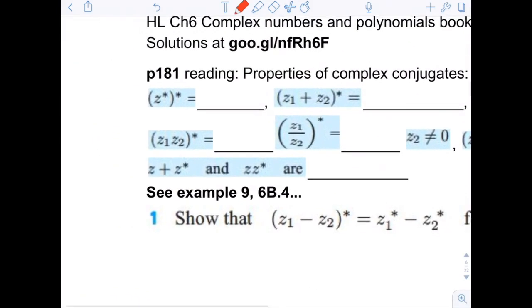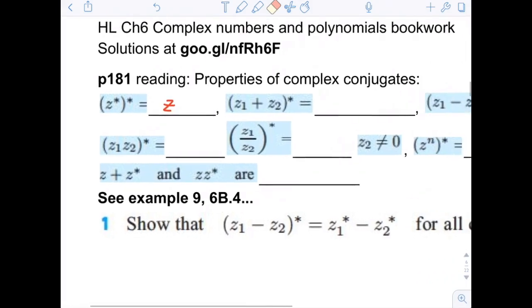Let's look at the first one. The conjugate of a conjugate is, so let's take a look at that. If I had 3 plus 4i and I found the conjugate of that, it would be 3 minus 4i. And then if I found the conjugate of that, it would be 3 plus 4i, and I'm back to what I started out with. So the conjugate of a conjugate is equal to the original number.